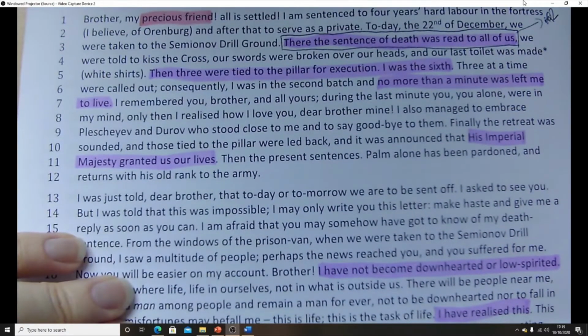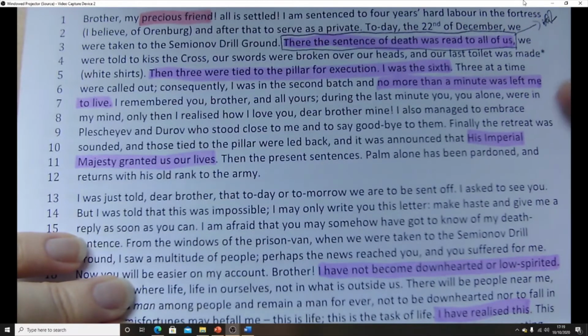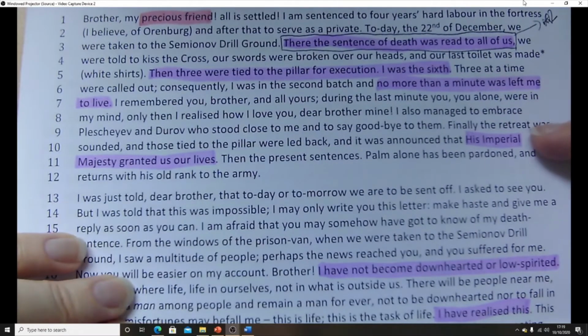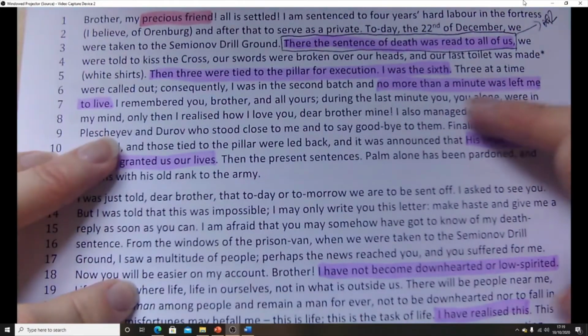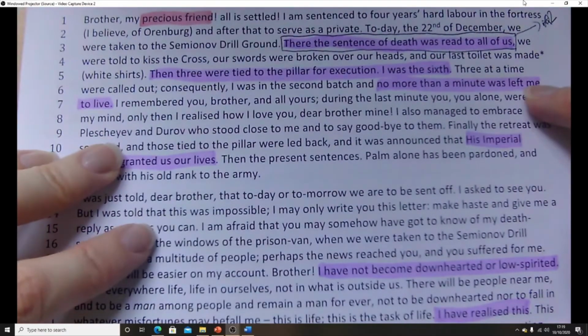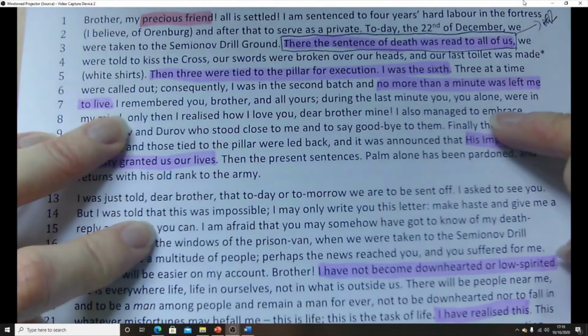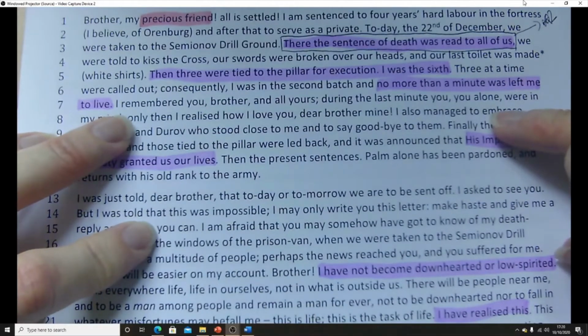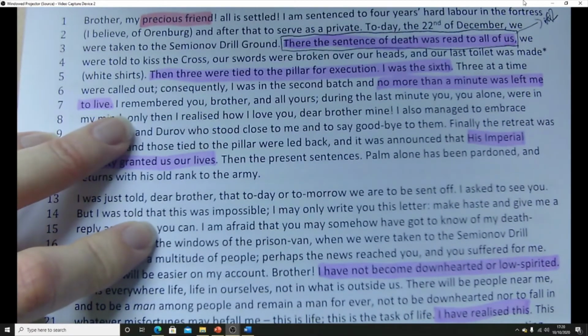Then 3 were tied to the pillar for execution. That was the 6. 3 at a time were called out here. I mean, he's talking very much about his experience there. So really, as I said, I want to skim past these kind of points. This is where I am going to be sort of more invested in what I'm reading, and I want to be looking at this in a bit more detail.